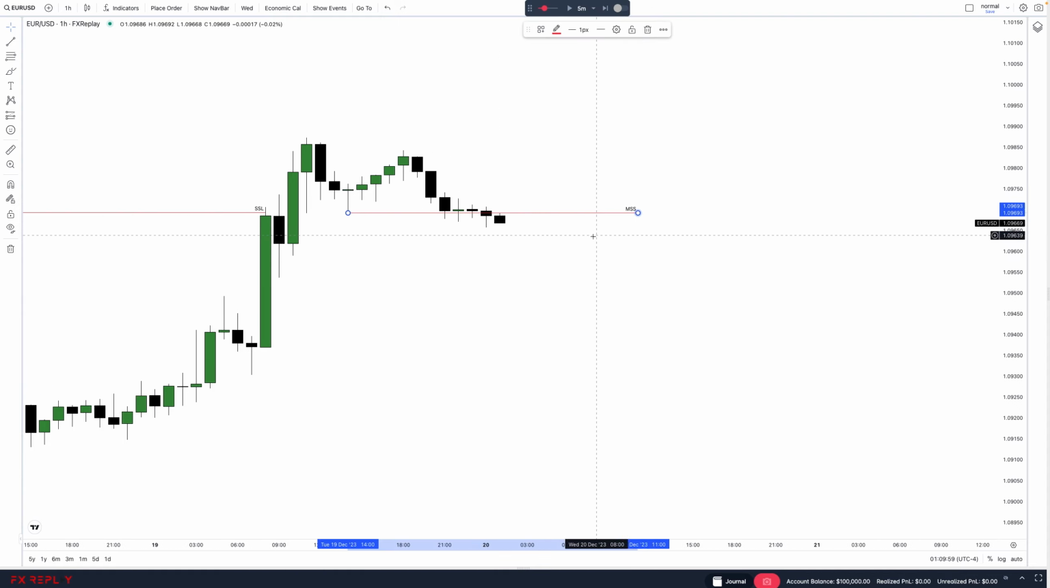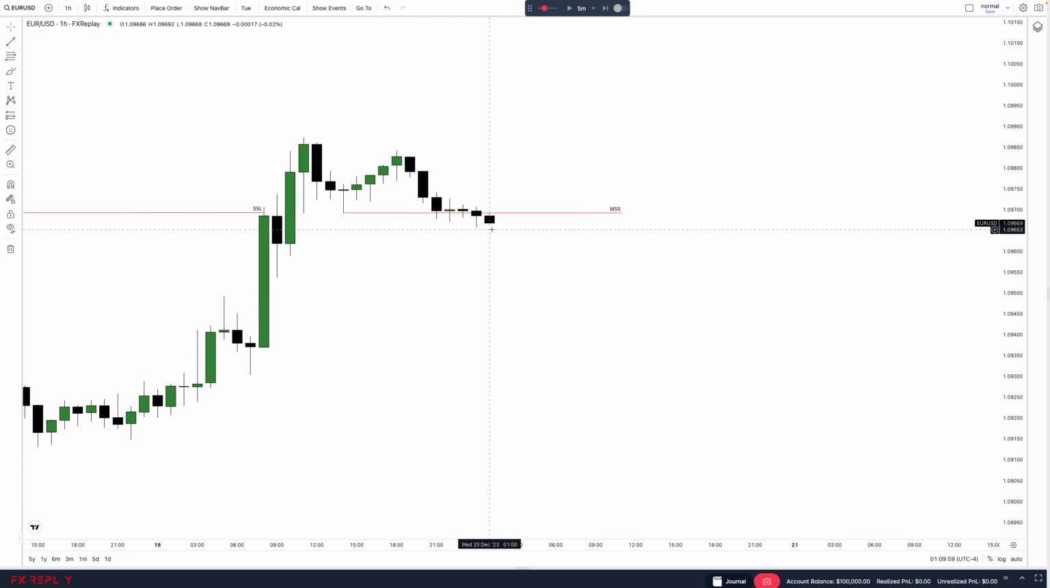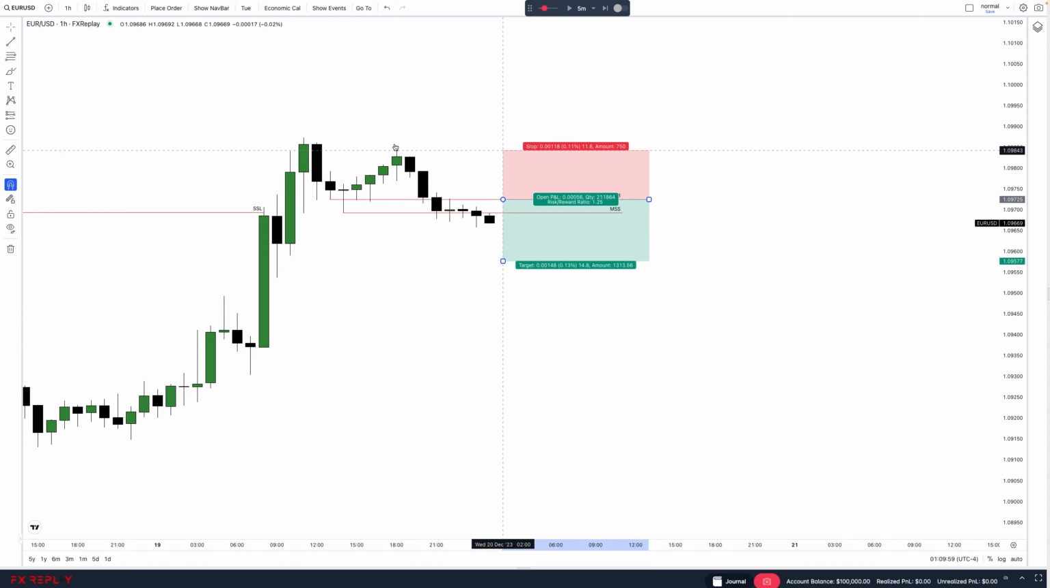As you can see, we have now gotten a market structure shift, showing that price wants to go lower, and we have now got a valid mitigation block right here. So let's mark that one up. Now that we have gotten a market structure shift and a valid mitigation block, let's enter a sell order right here and see what happens.